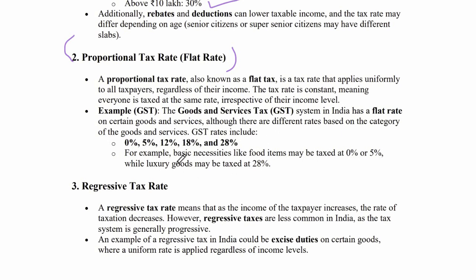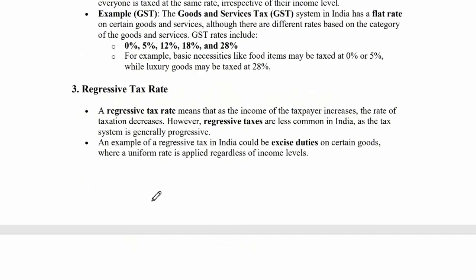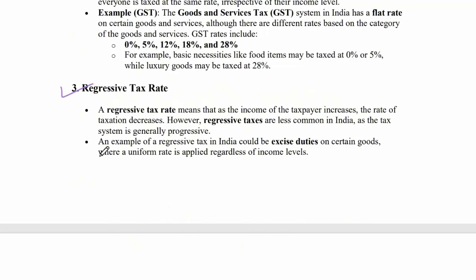Many of the taxes are at 18% also, like computer items and electronic items and all of that. Third is regressive tax rate. A regressive tax rate means that as the income of the taxpayer increases, the rate of taxation decreases. This is regressive. This is opposite of the progressive tax rate. However, regressive taxes are less common in India as the tax system is generally progressive. An example of a regressive tax in India could be excise duties on certain goods, where a uniform rate is applied regardless of income levels.